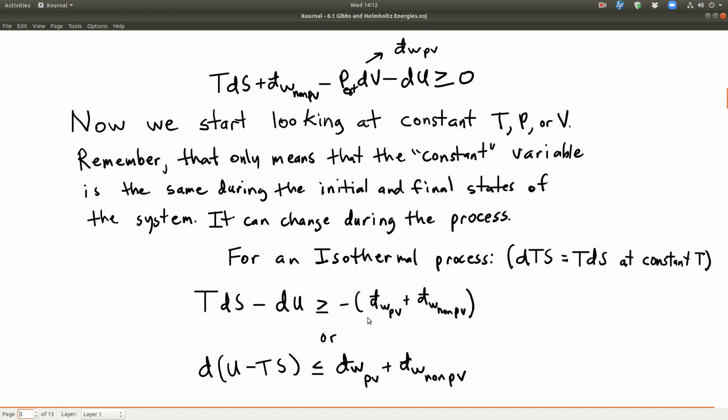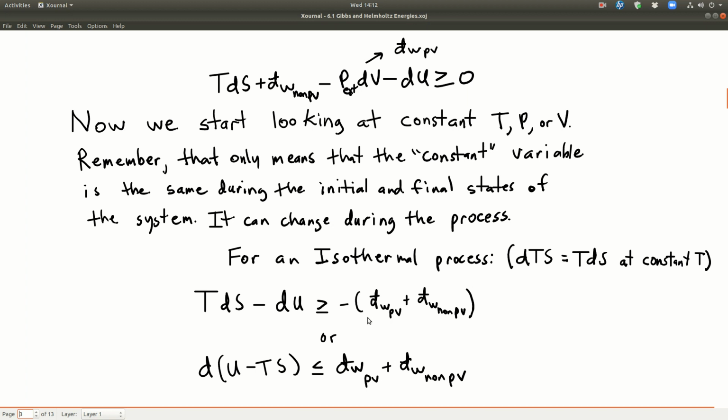Now we're going to start holding some variables constant, T, P, or V. And when we do that, just remember, because we're talking about state functions here, for a variable to be constant, it only means that it's the same in the initial state and the final state. It can change in between as long as it ends at the same place that it starts. It ends at the same temperature that it starts at, and so on.